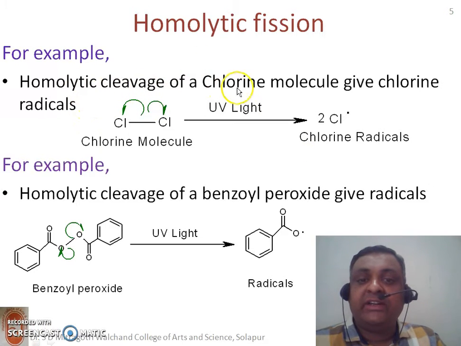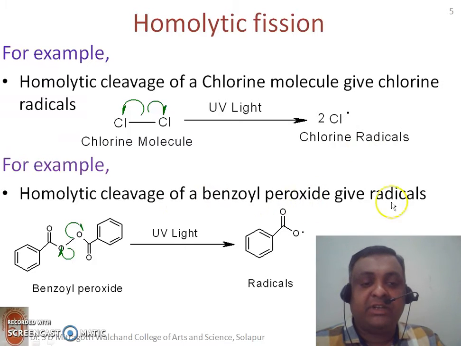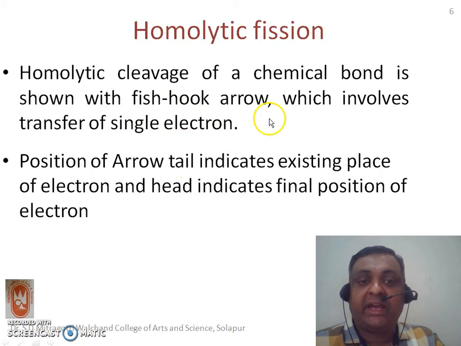For example, homolytic cleavage of chlorine molecule in presence of ultraviolet radiation. When we subject chlorine to ultraviolet radiation, the chlorine molecule will undergo homolytic fission. In this bond, there are two electrons. One electron will be taken up by this chlorine, another by this chlorine, and they will produce chlorine radicals. Another example, homolytic cleavage of benzoyl peroxide, which when exposed to ultraviolet radiation produces radicals, the same way as chlorine did.